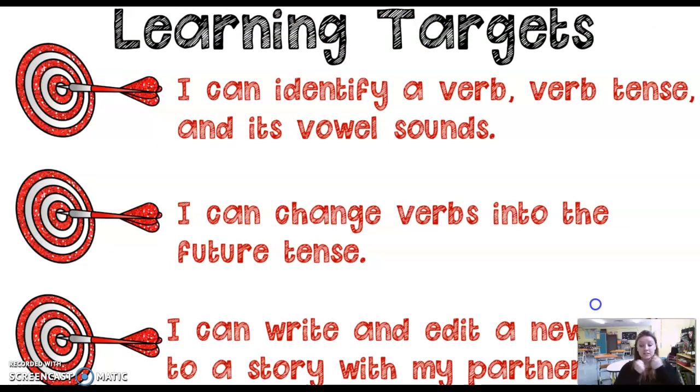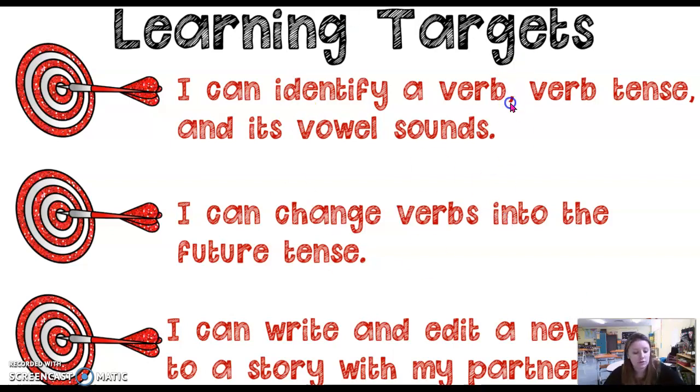Our learning targets for today, what did we accomplish? We identified verb, verb tense, and vowel sounds. That was a big chunk of our lesson. We talked about changing verbs into the future tense, all right? Adding that one tiny word, will, completely changes the tense of a verb. We chatted a little bit about writing a new ending to a story. That was a continuation of yesterday's lesson, okay?